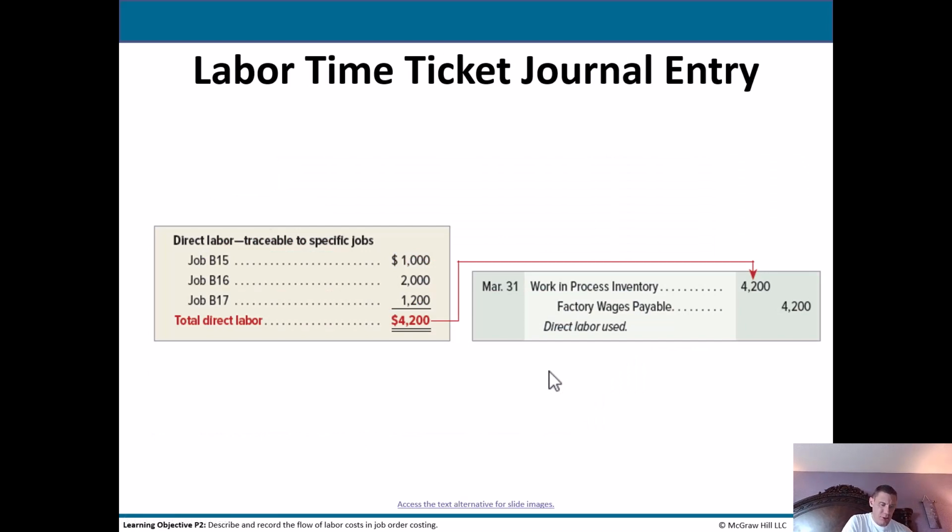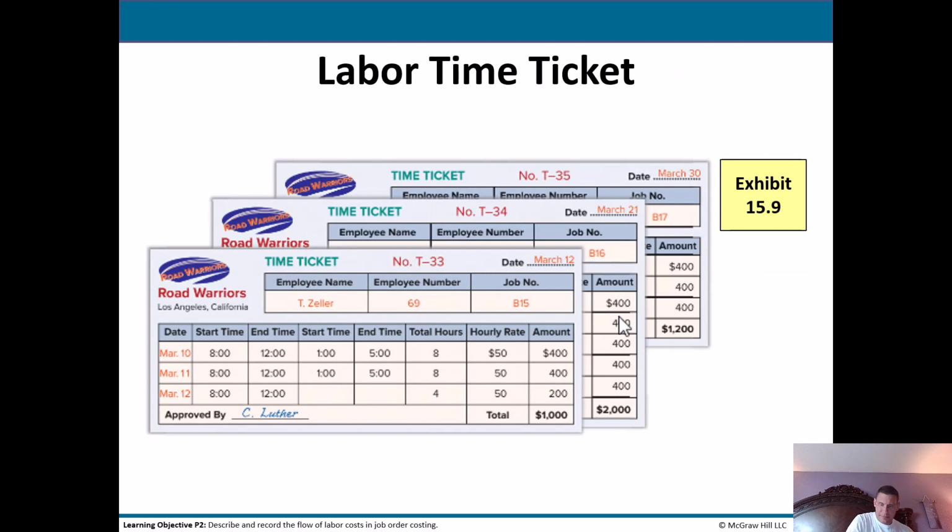So what about the journal entry to record the labor? You can see the three jobs here we just looked at, B15, B16, B17. The total direct labor cost for these three jobs was 4,200. And then you see over here where they've debited work in process inventory. So they're increasing the asset account work in process inventory. And then they are also increasing the liability account factory wages payable. Now think about why that's a liability, because they haven't actually paid these wages yet. They're just recording that they now owe these wages because the workers have performed the work. They've done the service, they're owed the money, they just won't be paid until the next payday.